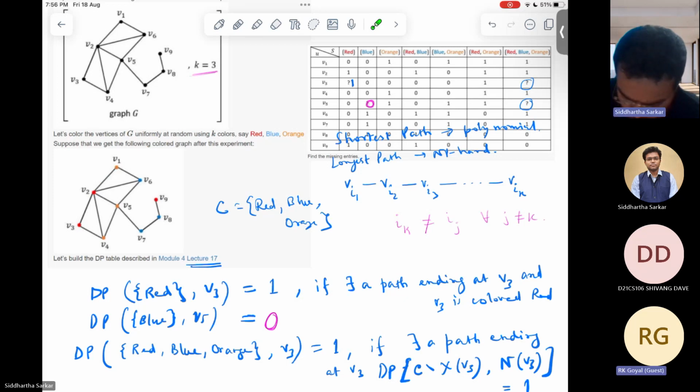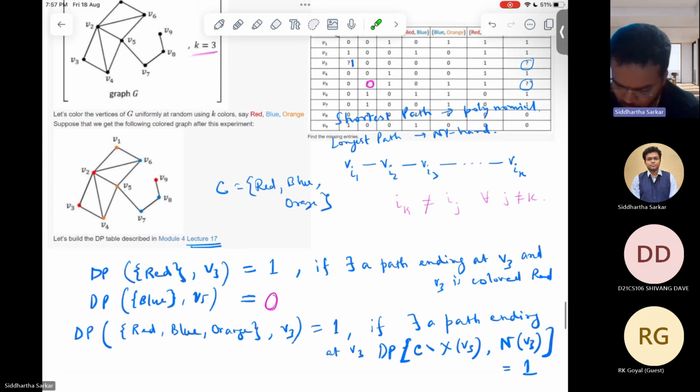So green cannot come into the picture because the vertices are colored using three colors only. K is given to be three. So these three colors are predetermined to be red, blue, and orange. You can predetermine it to be something else, but you have three colors at your disposal, and randomly the vertices are colored using these three colors. So what is the value of the DP of red, comma, orange, comma, blue, comma, V3?